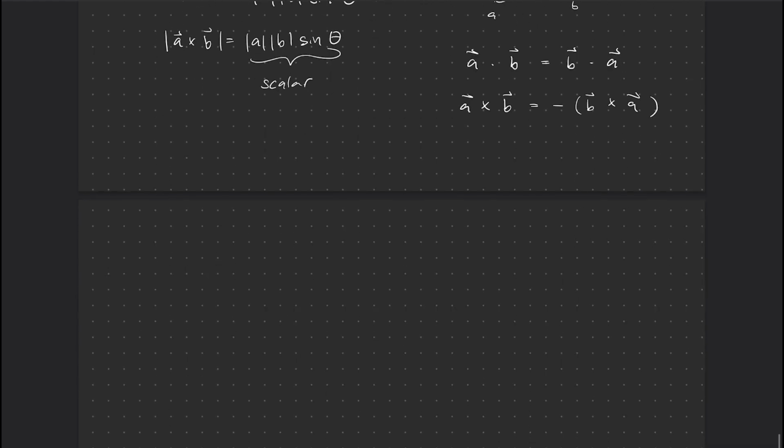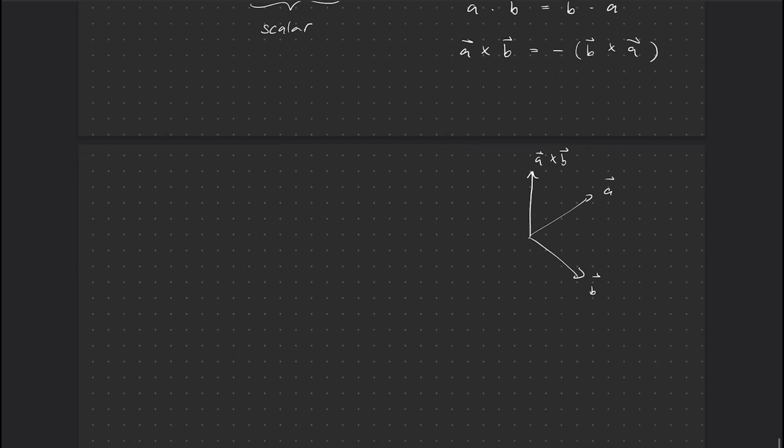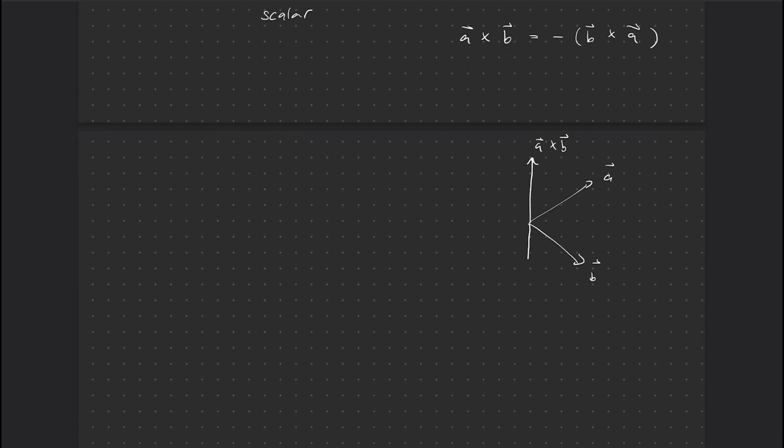So what does this mean geometrically? Well, if we have two vectors a and b, our cross product gives this vector a cross b, and if you do b cross a, you will get a vector with the opposite direction. So you'll get a different direction. If you do the right hand rule, you will see that this is in fact true.